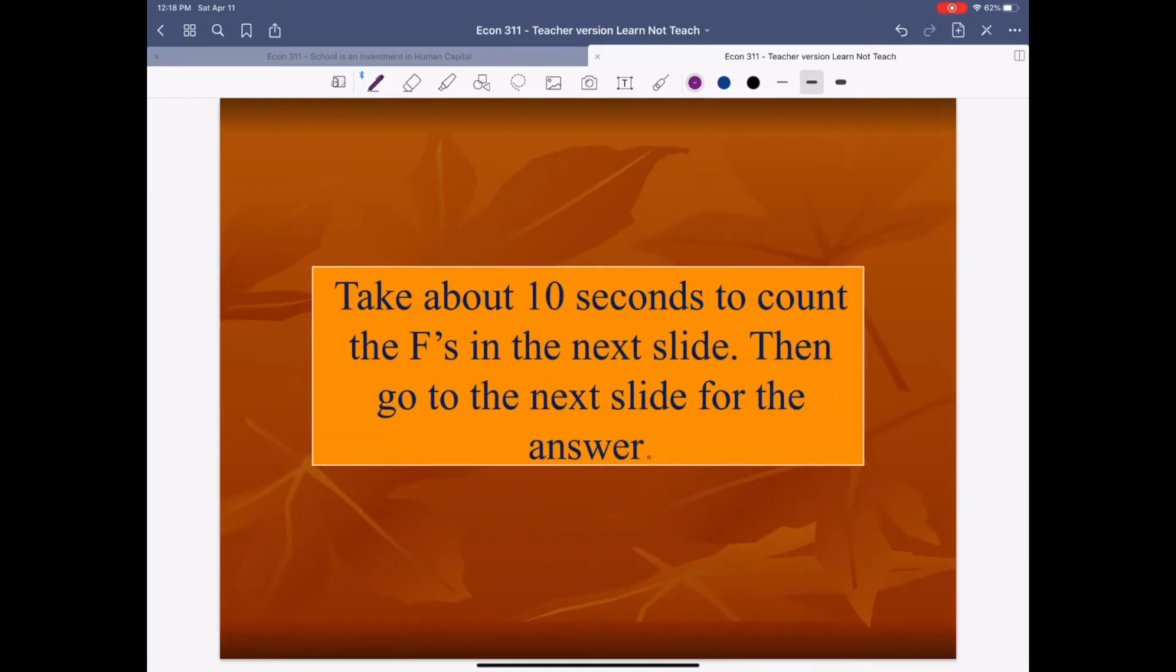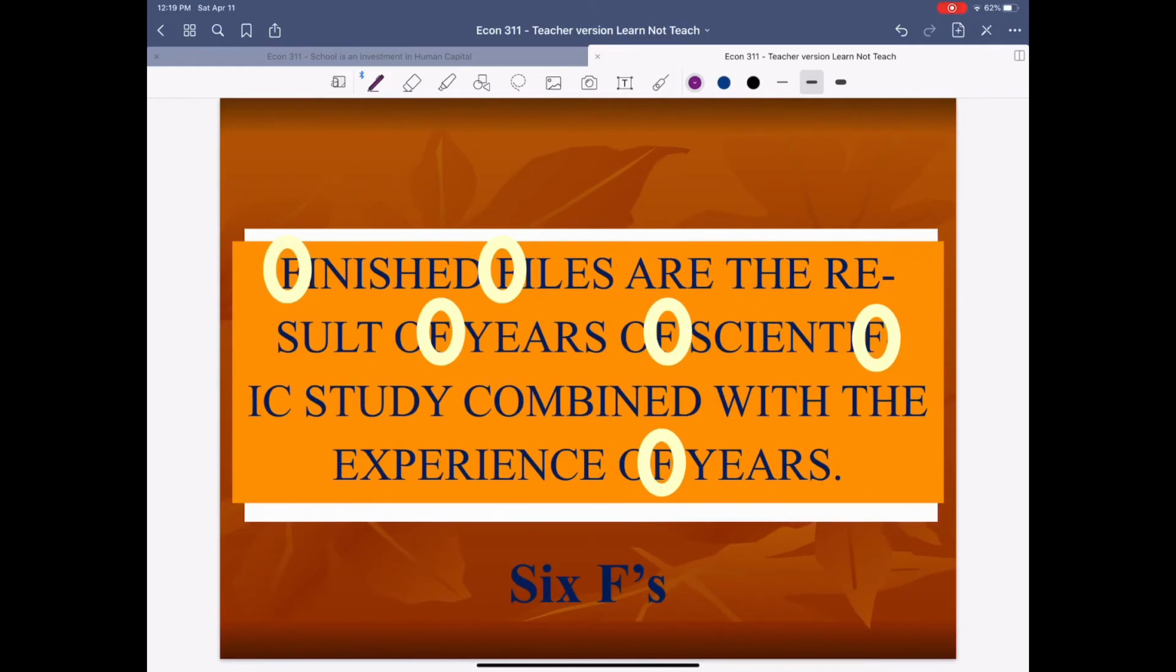Okay, so now that you've gotten your number of the letter F's, jot it down somewhere or commit it to memory. How many did you get? And let's see the answer. The answer is 6. There are 6 F's.